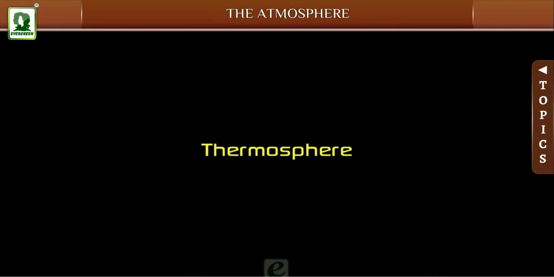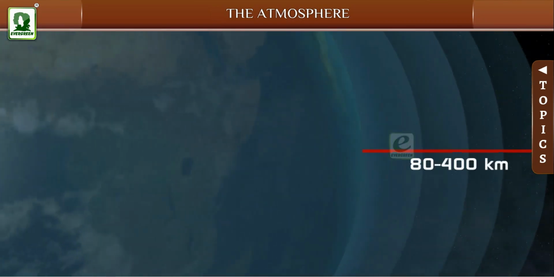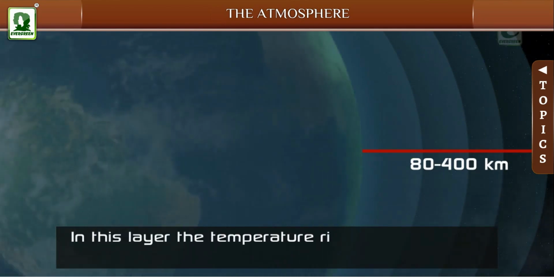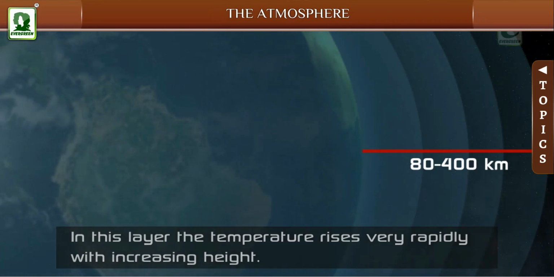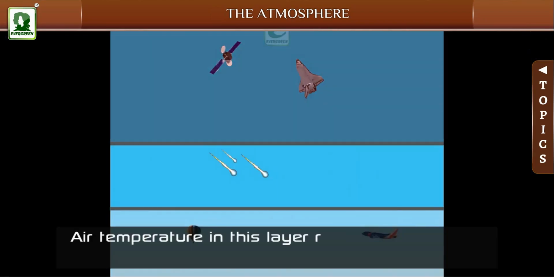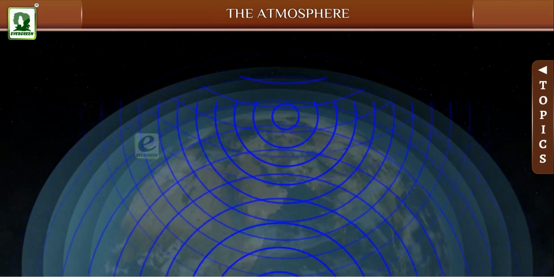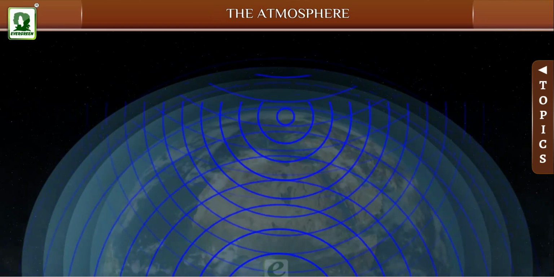Thermosphere. The thermosphere extends between 80 to 400 kilometers. In this layer, the temperature rises very rapidly with increasing height. Air temperature in this layer reaches more than 1500 degrees centigrade. The lower part of this layer is known as ionosphere. Radio waves transmitted from the Earth are reflected back to the Earth by this layer.